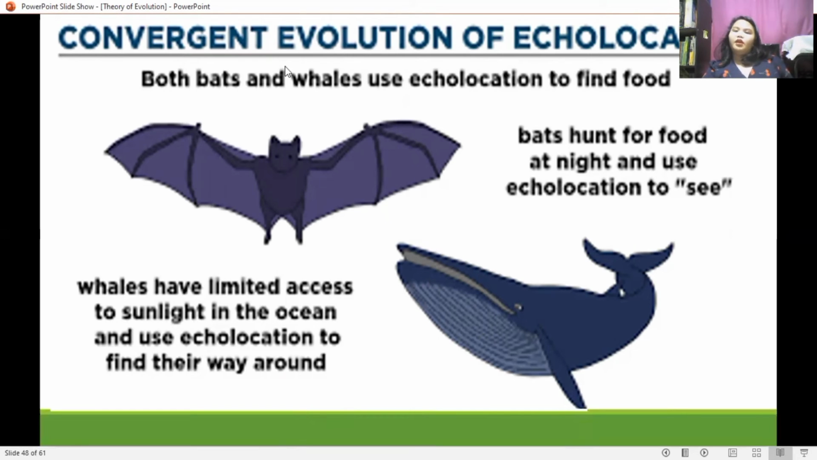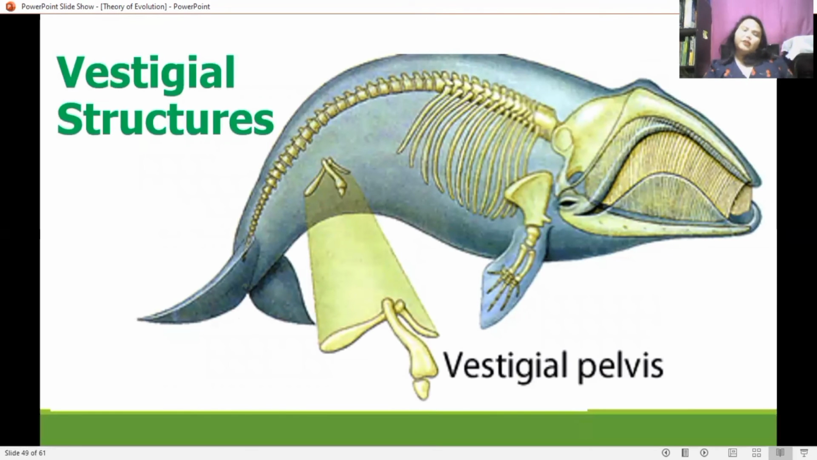Okay, they both developed echolocation to find food. Then let us proceed with vestigial structures. On your simulation, you may follow me here. So if I have here the whale, the pelvis of the whale is considered to be vestigial since they cannot use that in swimming.